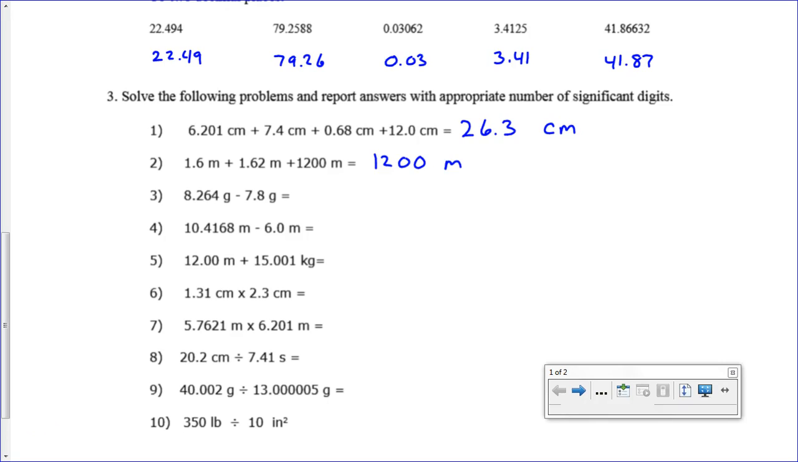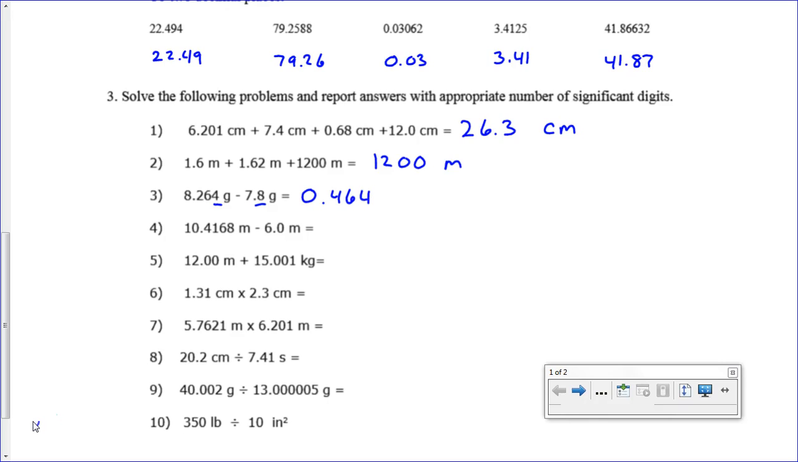Problem 3 is a subtraction problem. So we're looking at decimal places again. This one goes out to the thousandths place. This one goes out to the tenths place. So our answer needs to go out to the tenths place. When you put this in your calculator, you should get 0.464.